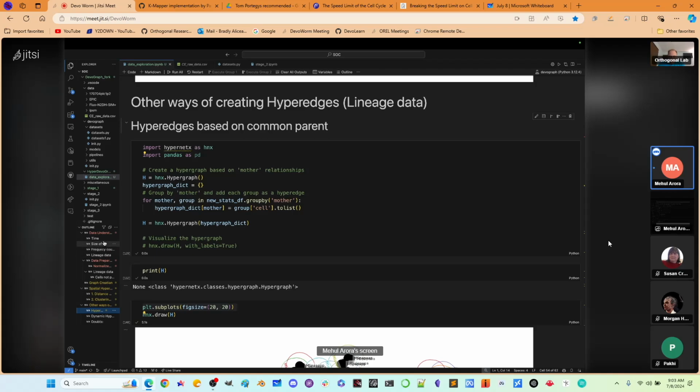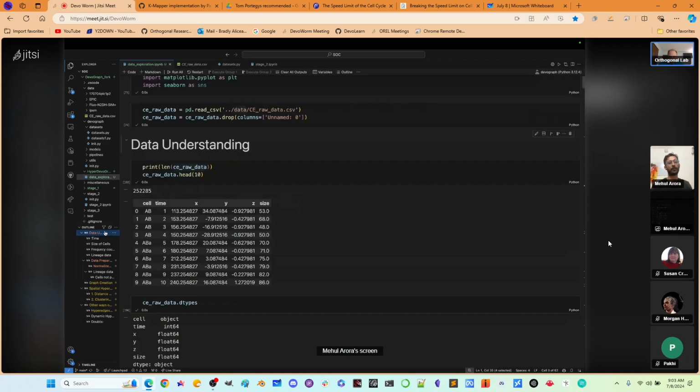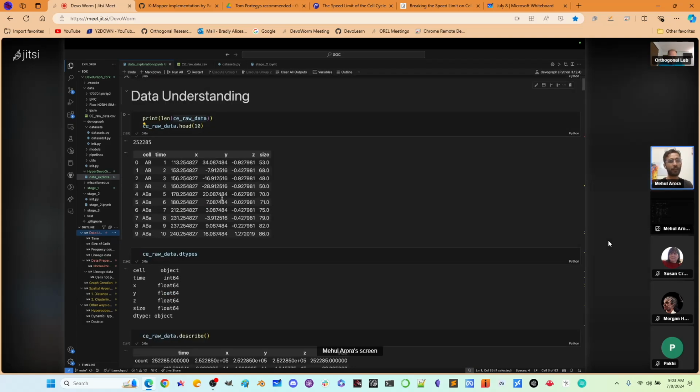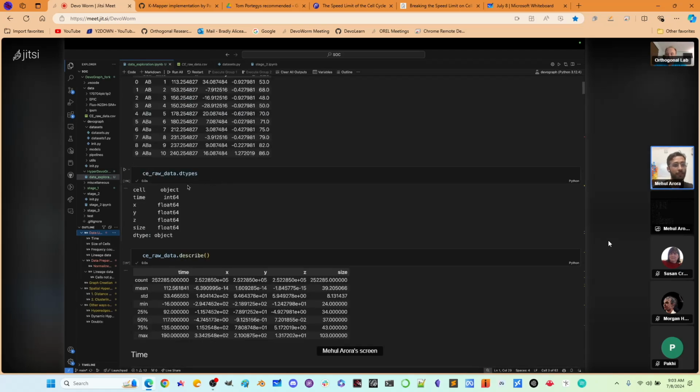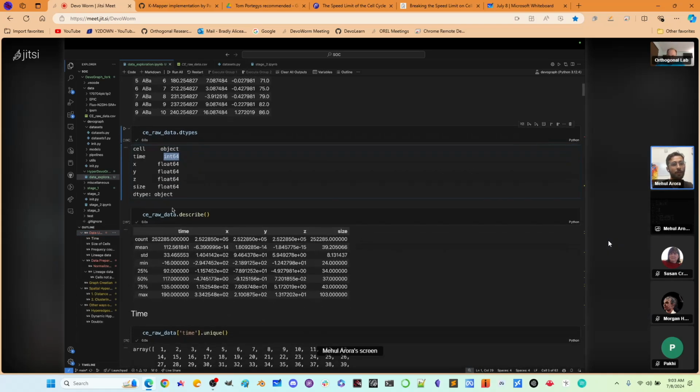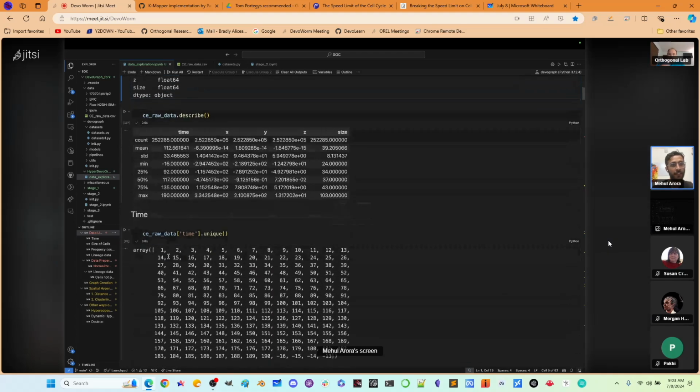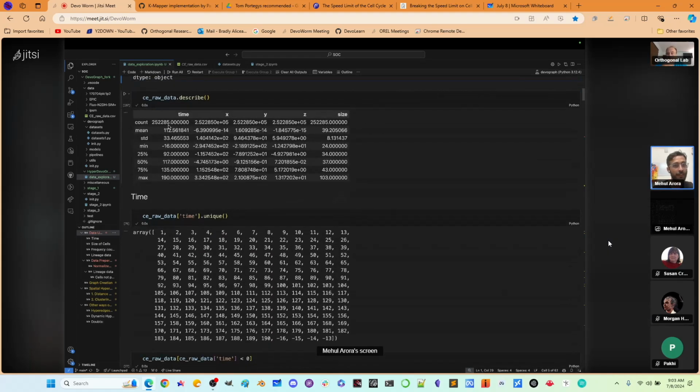So I'll start the discussion. In data understanding, this is how the data looks. We have cell, time, XYZ columns, and size. I was just reviewing the data. Time is an integer, XYZ are coordinates so they are float, and size is also float. I just saw the stats of the data. Count is the number of points; these are rows. For every time, for every cell, we have recorded data. That is why this is so large.